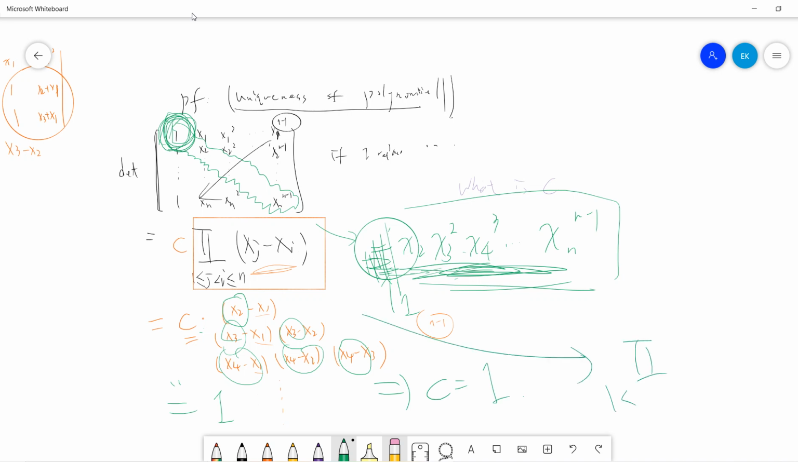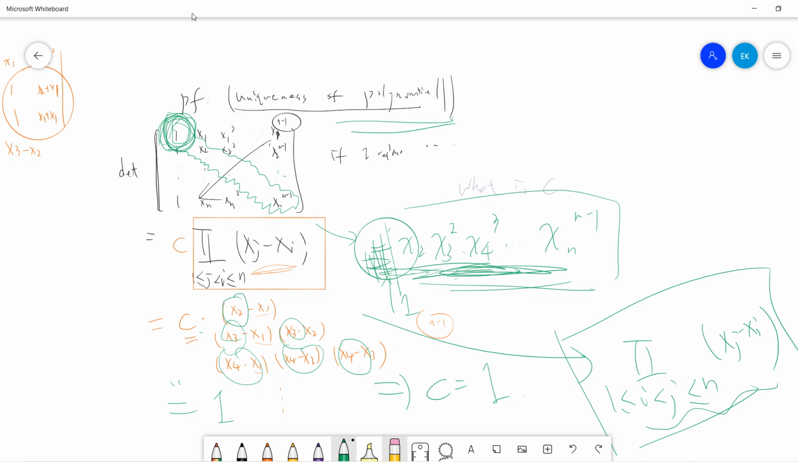So from here we know, without using any row operations or column operations, but from the uniqueness of factorization, the property of determinants, and matching coefficients, that this is the unique determinant of the Vandermonde matrix. That's the purpose of this video.